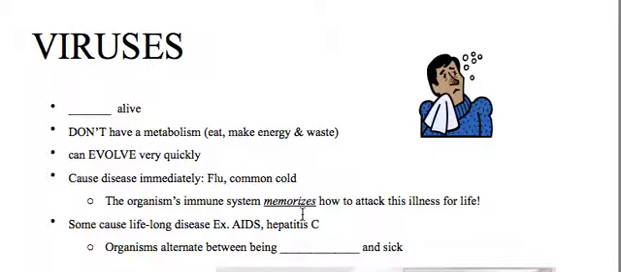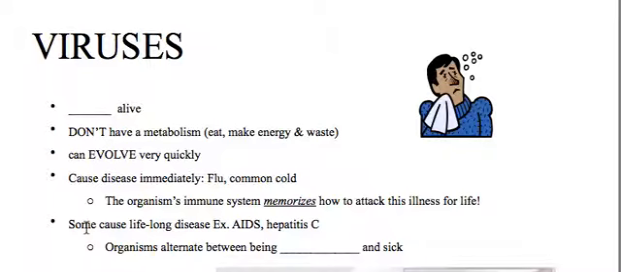The problem is there's 500 different kinds of the flu, and there's over 600 kinds of the common cold. So you can actually get the common cold 600 times and never get the same one twice. But once you do get one, and if you get it again, you don't get nearly as sick.